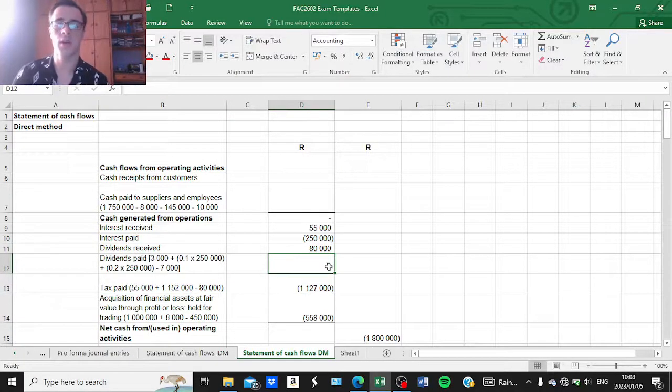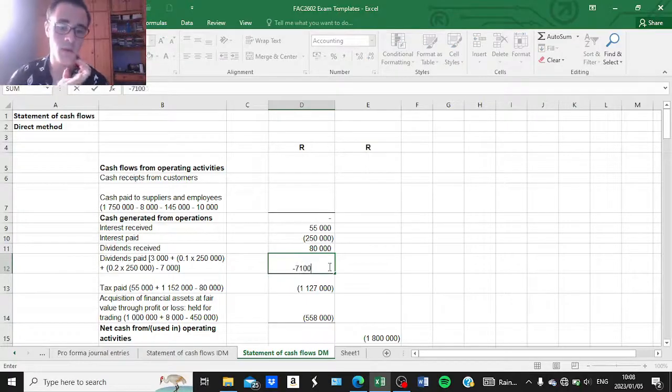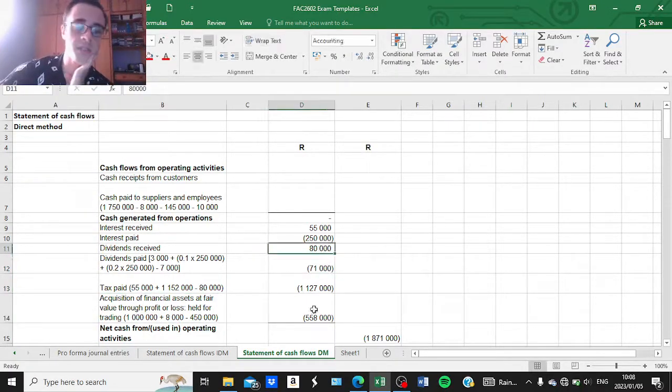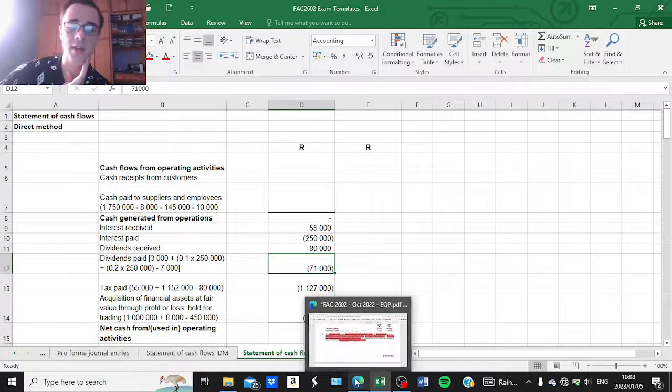So the amount of dividends paid for the current year amounts to 71,000. So 71,000 is the value of dividends paid during the current year.